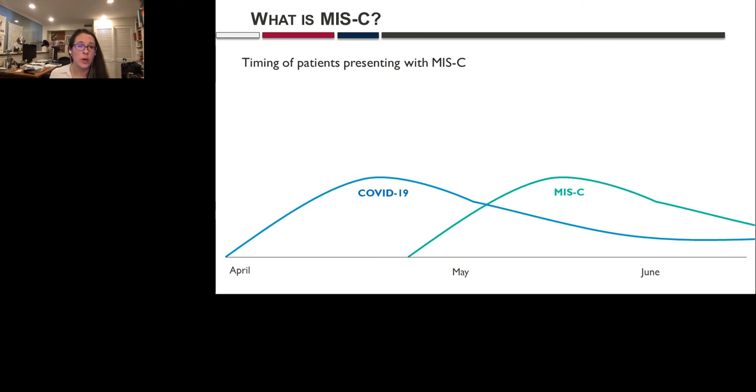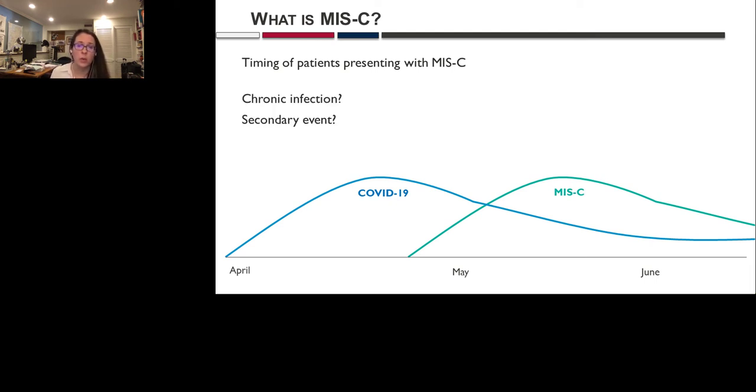So this is sort of what the caseload looked like in Philadelphia. The adult COVID cases peaked around mid to late April. And then basically 3 to 4 weeks later, we had this increase in MIS-C diagnosis cases at the Children's Hospital. Just this timing alone raises some interesting questions.